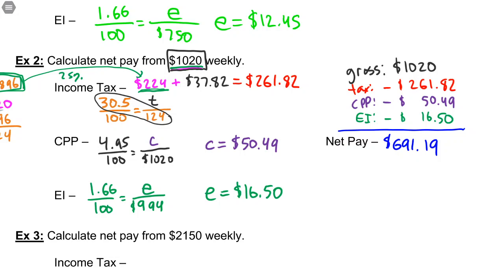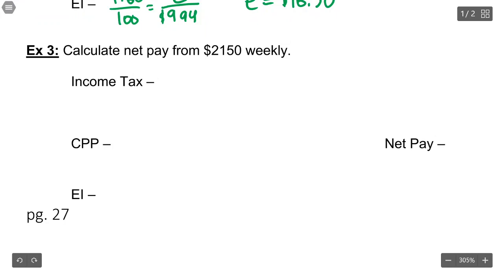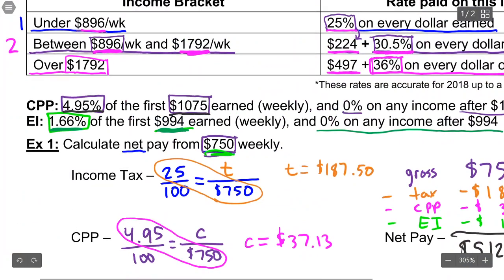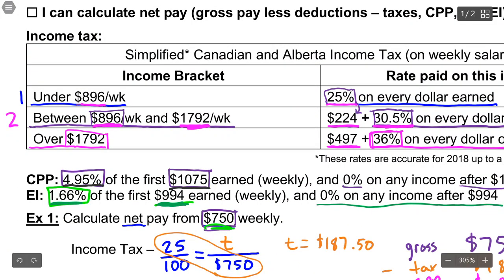All right, last example. Okay, sorry about that. So our last example is $21.50 per week. And $21.50 per week is going to be this last category, over $17.92. So your taxes are going to be $497 just straight up. And that $497 is your taxes you pay on your first $896 and the taxes you pay on the next $896, bringing you into the third bracket.